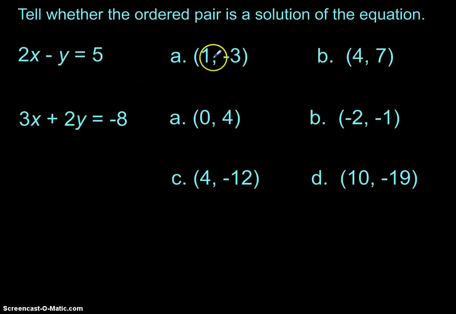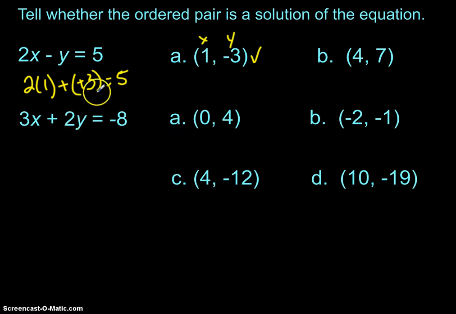So we're going to look at these two ordered pairs. For the first one, we're going to see if either one of these is a solution. So I'm just going to substitute. Now remember, this is x and this is y. So I'm going to substitute 1 for x and -3 for y, and see if that equals 5. Remember, two negatives become plus. 2 times 1 is 2. 2 plus 3 is equal to 5. This is a solution.